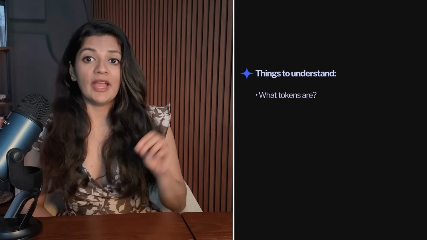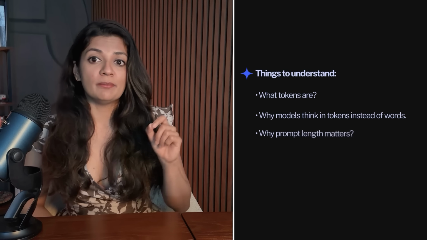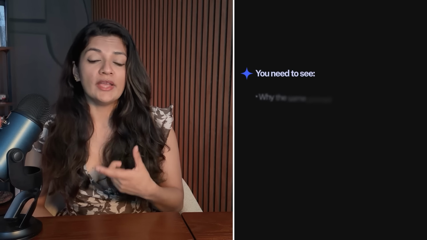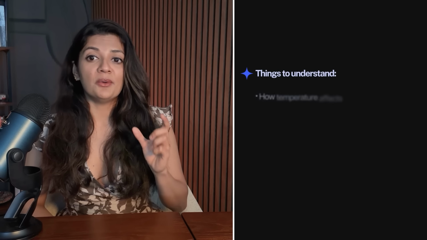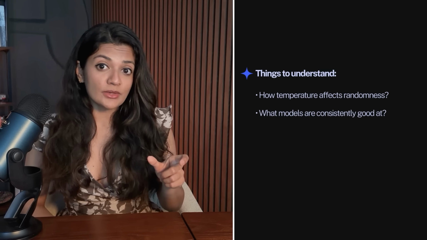What you do need is practical intuition. You need to understand what tokens are and why models think in tokens instead of words, why prompt length matters, and what happens when you hit context limits. You need to see why the same prompt sometimes gives you different answers. You need to understand how temperature affects the randomness of your answer, what models are consistently good at, and when they break. The biggest mistake I see is engineers starting with research papers. Papers are great for depth, but they're terrible for building intuition.